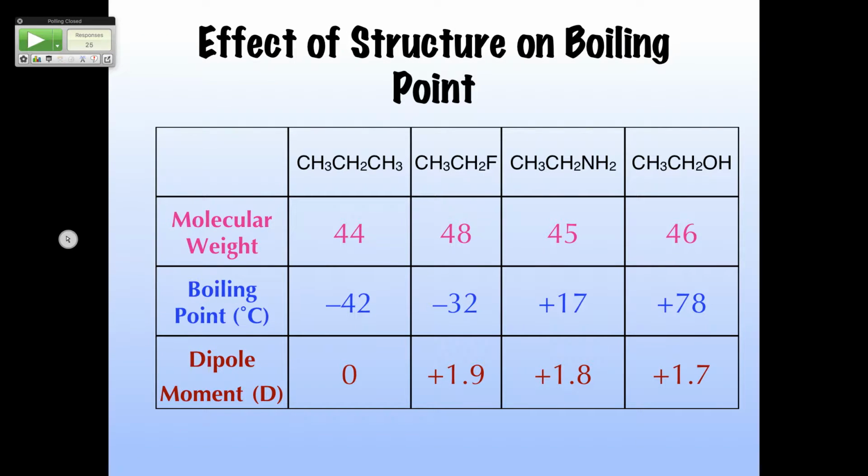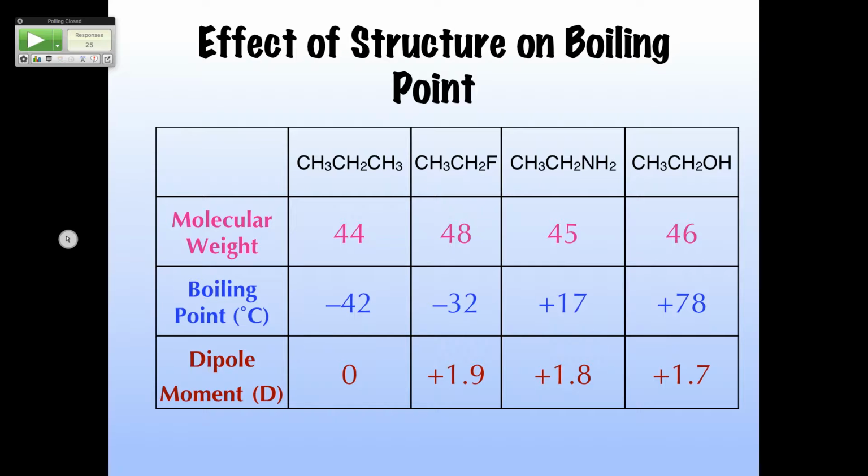Okay, so here are 4 compounds. When you look at them, the molecular weights vary, but not hardly. Like 44 and 45, it's almost the same. But look at the boiling point difference. This first compound has a boiling point of minus 42. When you throw a fluorine in there, it goes to minus 32. Why does this compound with the fluorine boil higher than the compound that didn't have the fluorine? What does it have? Dipole-dipole.